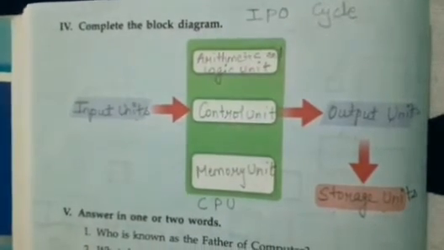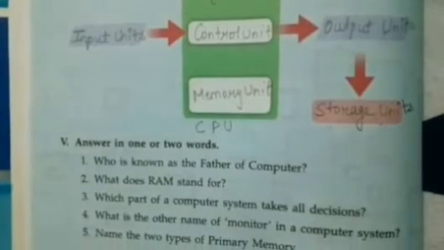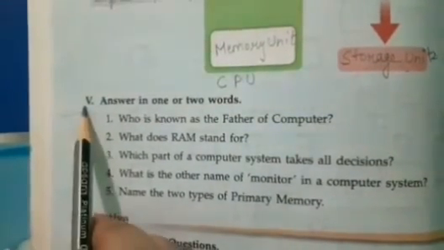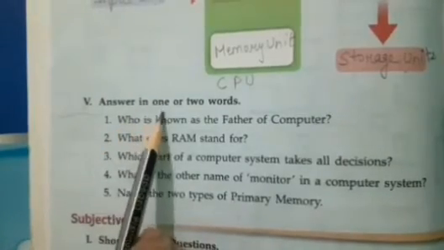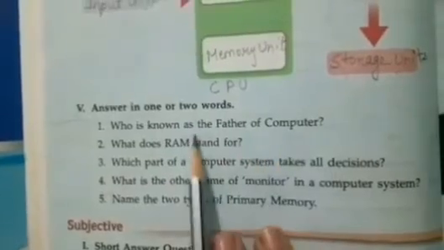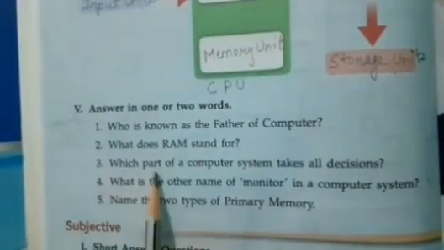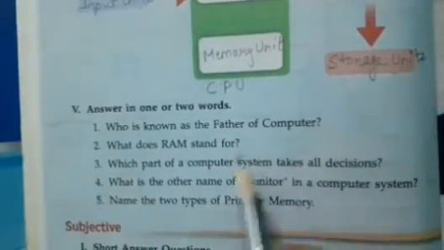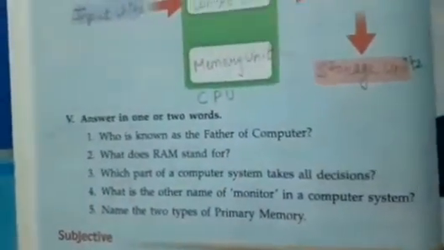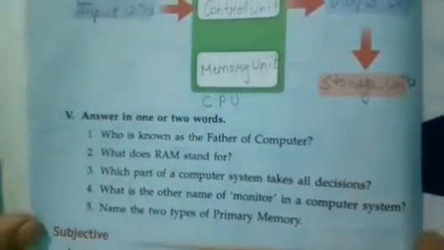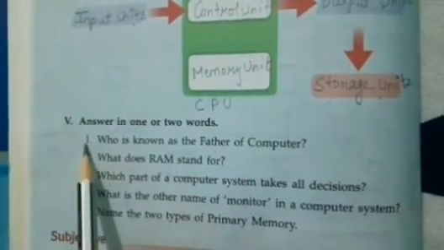Okay children, hope you have understood. Now come to question number 5. Answer in 1 or 2 words. Now we have to write down the answers in 1 or 2 words. This question you have to do in your notebook. Here I'm writing the answers, so check it from here. If you have done it wrong, then erase it and write down the correct answer from here. Okay children, all right.